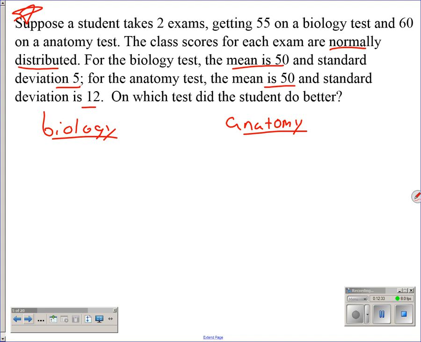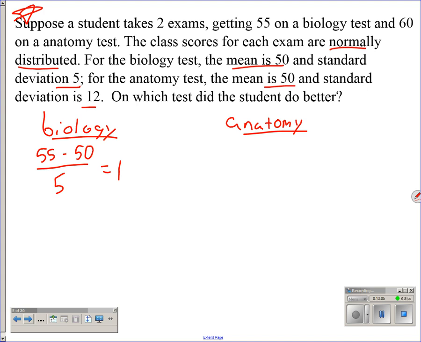What's the setup for the biology? What's she score? 55 minus 50 over 5. So she's above the mean, which means her z-score is going to be positive. So 55 minus 50 is 5, divided by 5 is 1. She is 1 standard deviation above the mean, which is actually pretty good. So relative to everybody, she scored really well on this test.